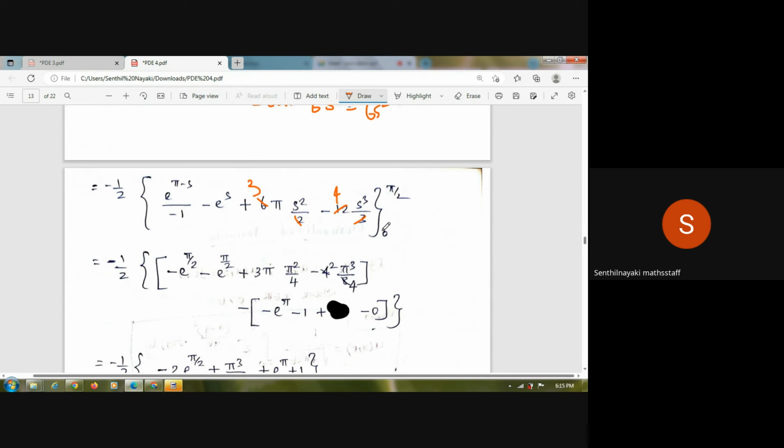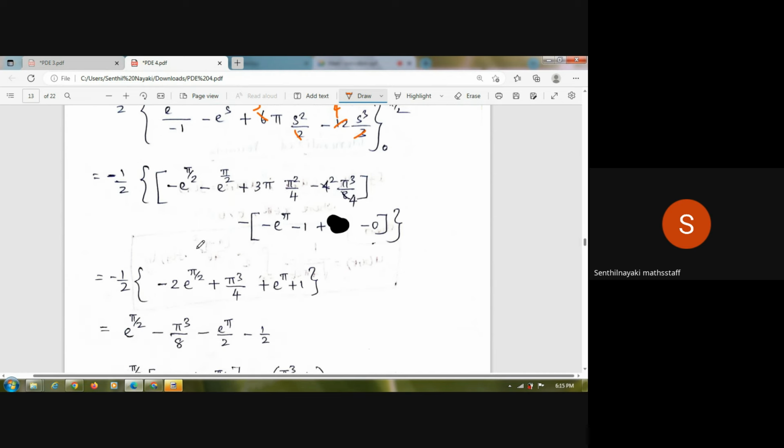After substituting the lower limit, we have this term. This is 0. So minus e power pi, e power 0. Therefore, minus 1. These two terms are 0. Next, here minus 2 e power pi by 2. Here we have 3 pi cube by 4. Here minus 2 pi cube by 4.